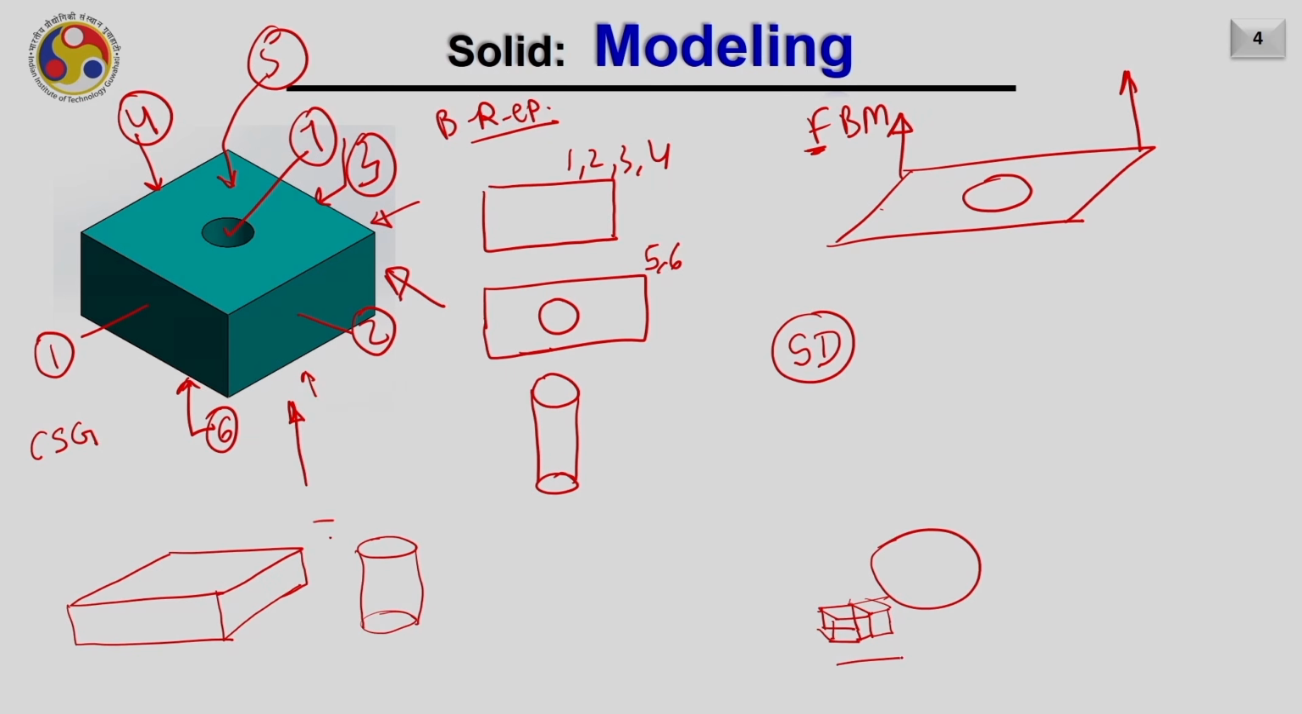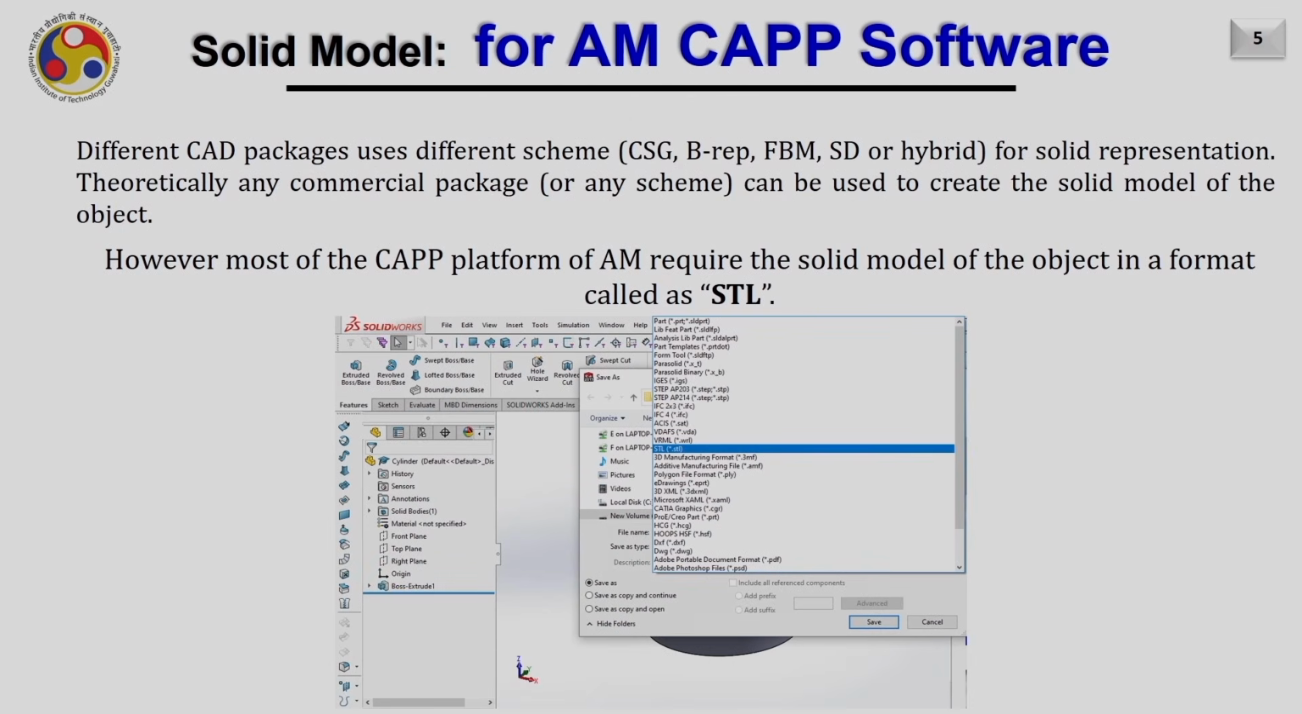So the appropriate collection of these voxels when utilized to represent the solid model is called space decomposition, and this particular representation is called voxel based representation. However, there are a few other methods also for space decomposition that you can refer to further. Different CAD packages use different schemes like I already discussed. They may be using the CSG, BRAP, FBM, SD or hybrid for representing the solid models.